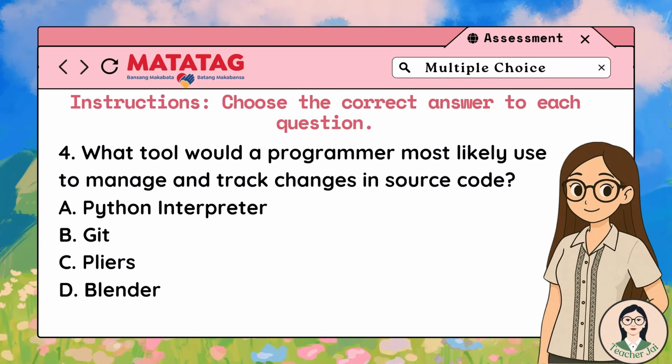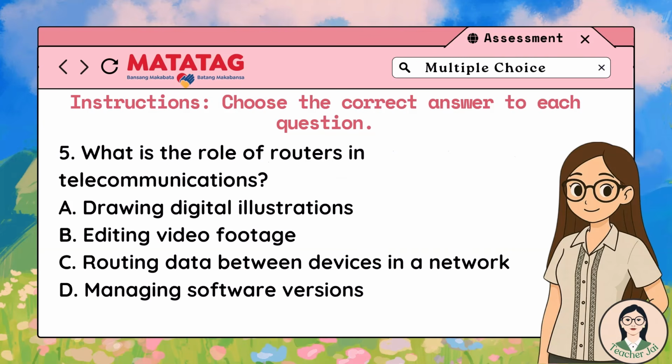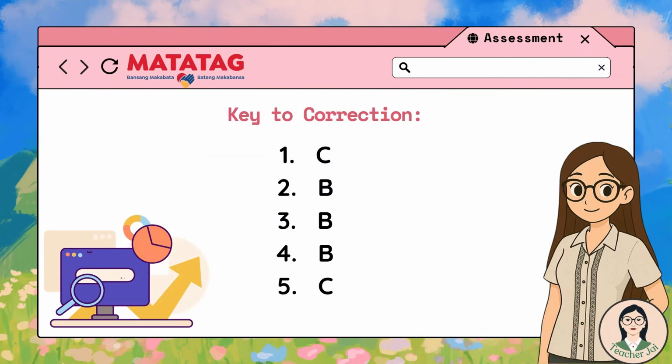4. What tool would a programmer most likely use to manage and track changes in source code? A. Python interpreter, B. Git, C. Pliers, D. Blender. 5. What is the role of routers in telecommunications? A. Drawing digital illustrations, B. Editing video footage, C. Routing data between devices in a network, D. Managing software versions.